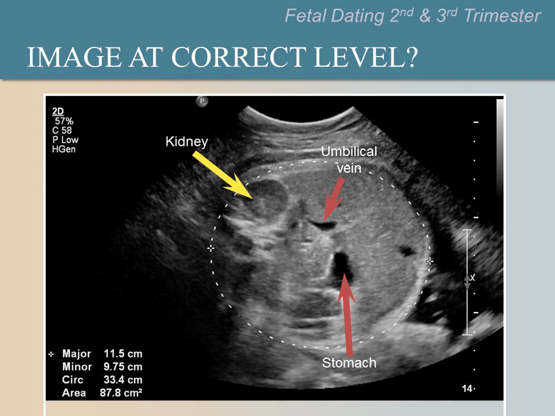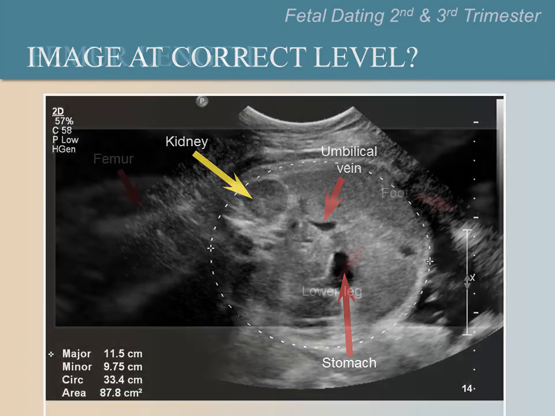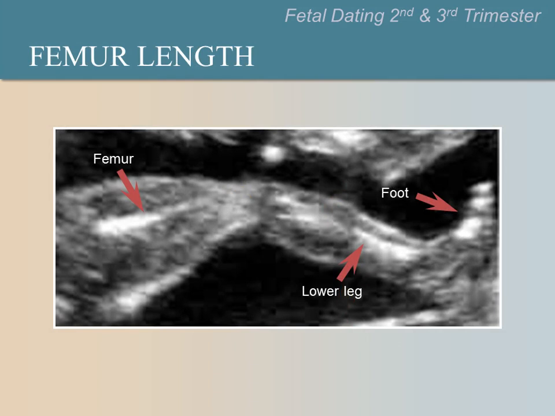The answer is that this is a kidney, which means that this is the wrong level to measure the abdominal circumference. The final task that we will discuss in this lesson is how to measure the femur length. Here you can see the femur, which is the bone in the thigh.